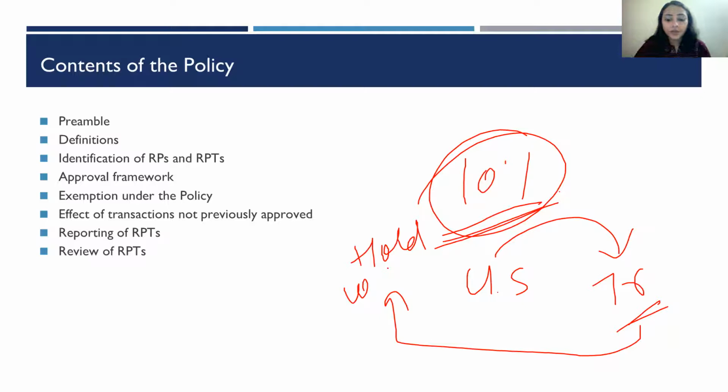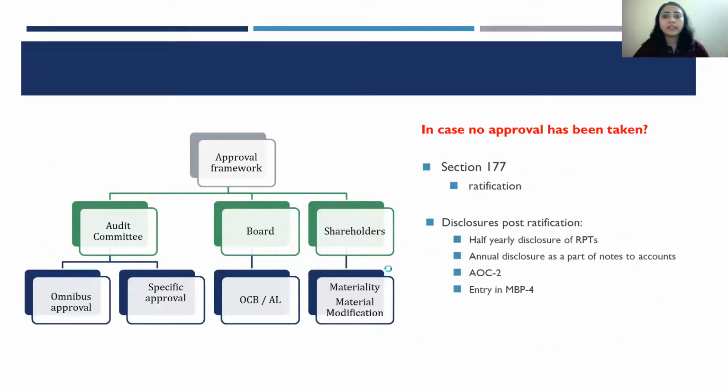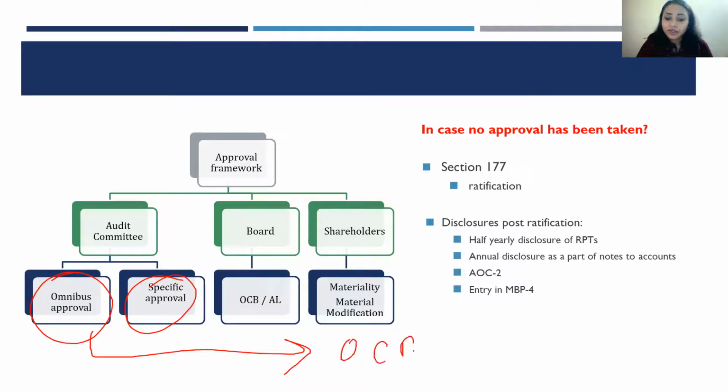When we talk about the approval framework, there are three approving authorities in the RPTs: the audit committee, the board, and the shareholders. When we talk about the audit committee, there are two kinds of approvals that the audit committee can provide: one is the omnibus approval, the other is the specific approval. Omnibus approval is for transactions that are in the ordinary course of business and are repetitive in nature, transactions which are on a recurring basis.